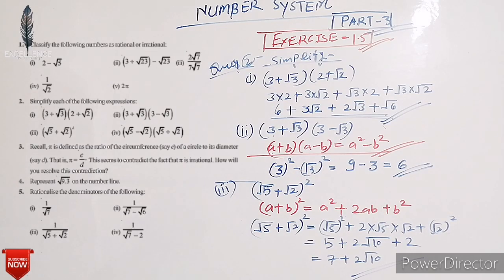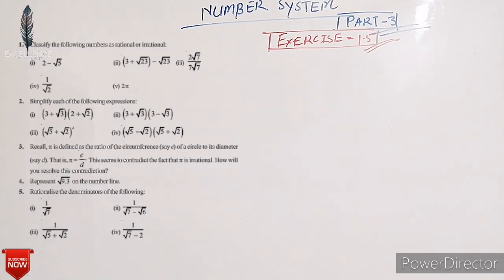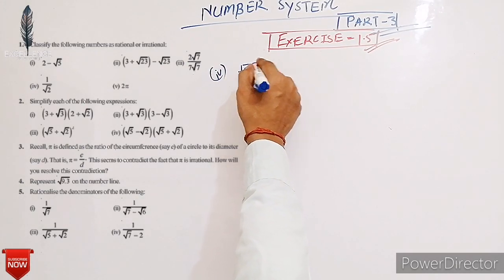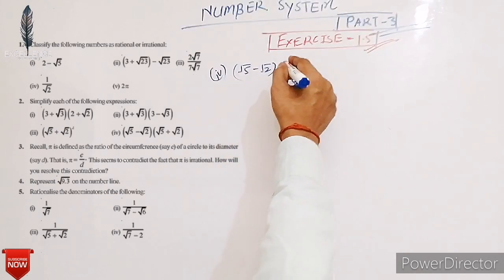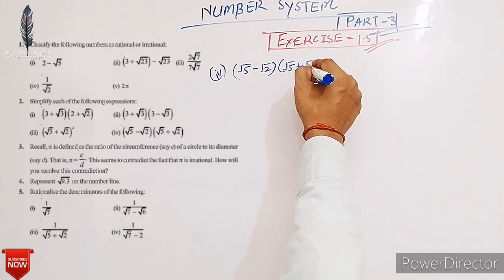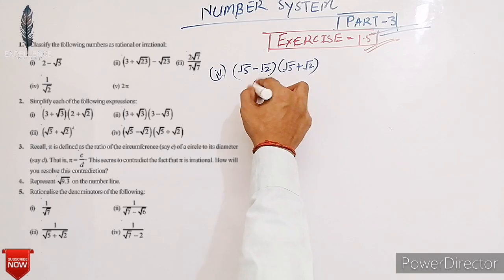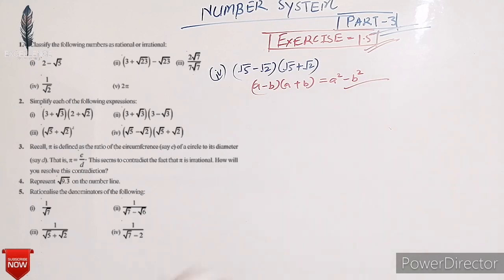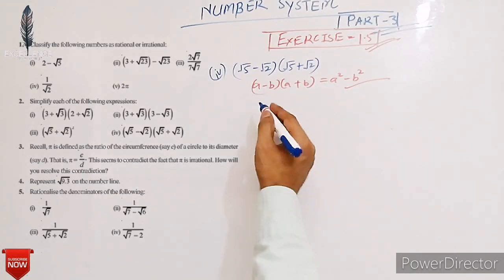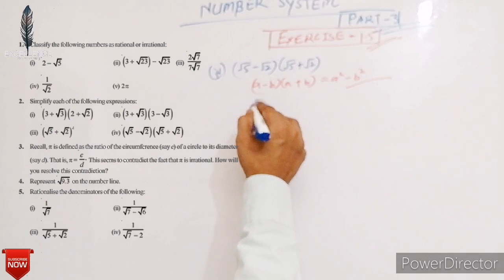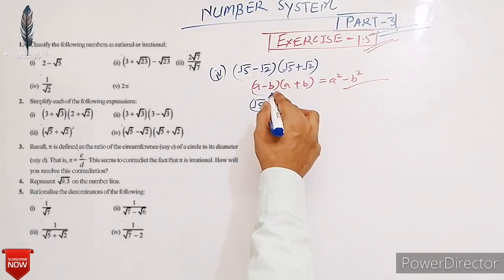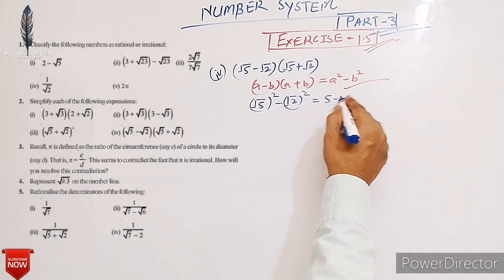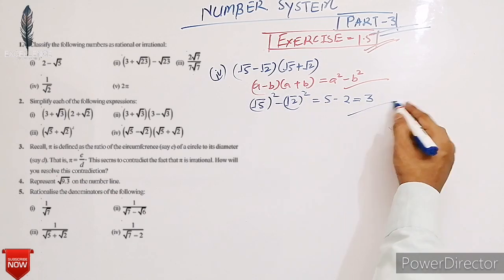Okay, clear हुआ? Now fourth question. Under root 5 minus under root 2 times under root 5 plus under root 2. यहाँ भी a minus b, a plus b is equal to a square minus b square, ये आइडेंटिटी यूज होगी. So here a is equal to under root 5 and b is equal to under root 2. So under root 5 square minus under root 2 square is equal to 5 minus 2 is equal to 3. Okay.